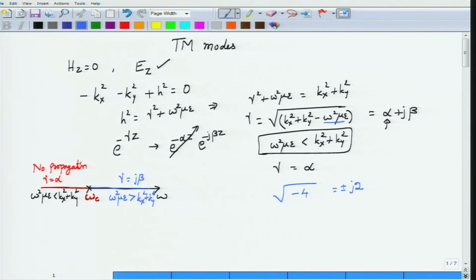We will choose one of them because we know in which direction we are launching the waves. Okay. So for us, let's say we have chosen only the plus sign because we already have e power minus j beta z as the wave which is propagating along plus z direction. Okay.